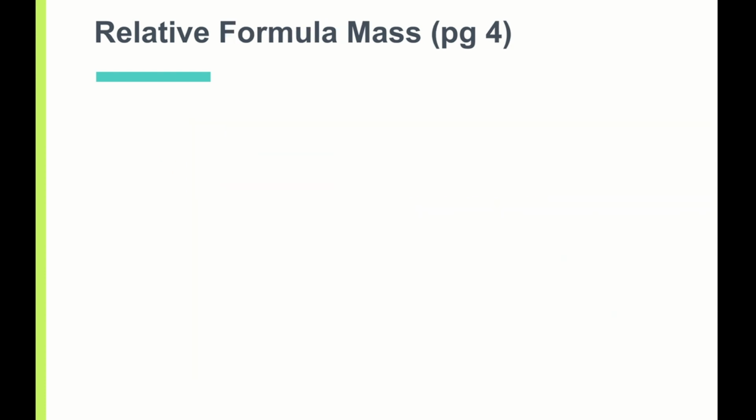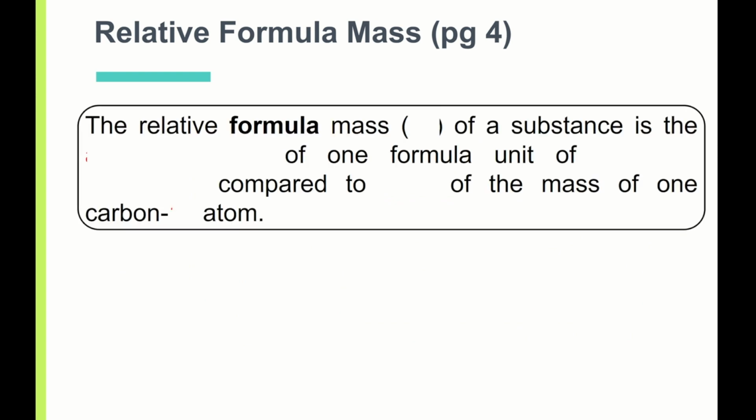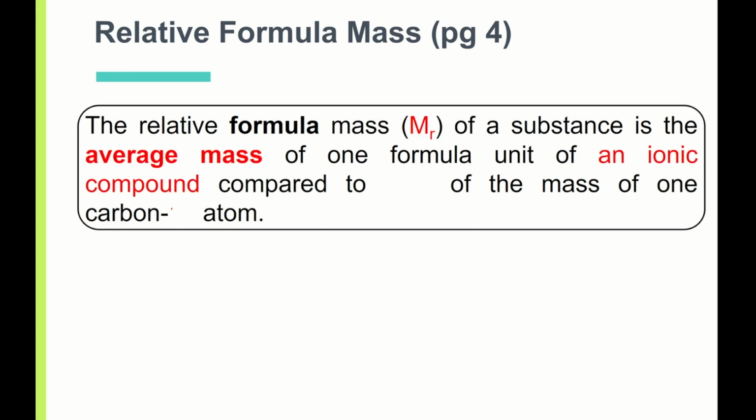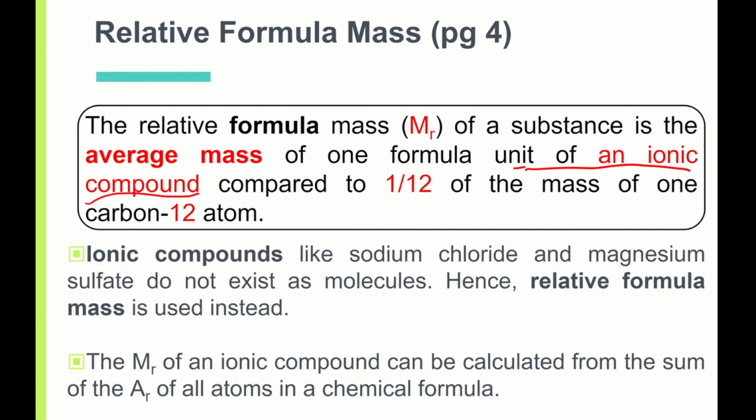What about relative formula mass? Why are there two names? Formula refers to the average mass of one ionic compound, and likewise, we always compare to the mass of one carbon-12 atom. The definitions for molecular mass and formula mass are the same except for this portion: now we are looking at an ionic compound instead of molecules. How to calculate is the same, just the sum of all the Ar of the atoms. It is a ratio and has no unit.